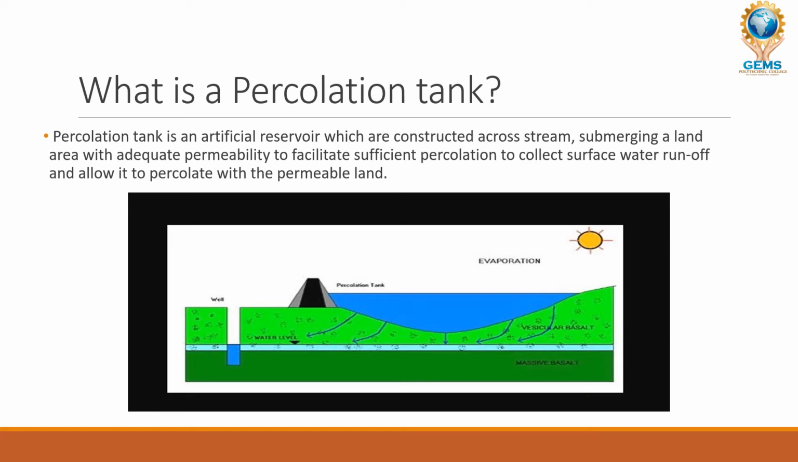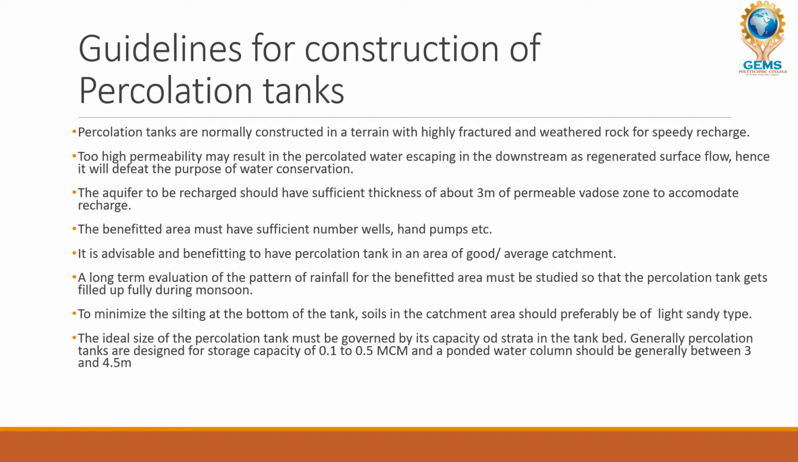Let's look into the guidelines for construction of percolation tanks. Percolation tanks are normally constructed in a terrain, which means an area having undulations, an uneven area. There can be a flat terrain made artificially, like when they put roads, but artificial terrains are not similar to natural terrains. Natural terrains have highly fractured or weathered rocks, uneven and broken, with natural cracks over them.